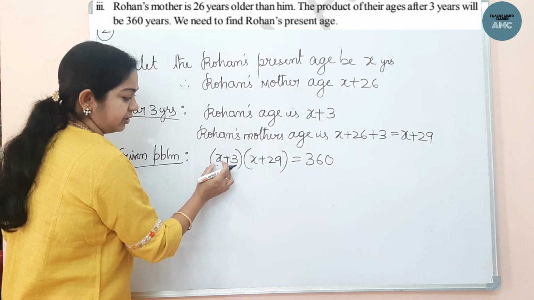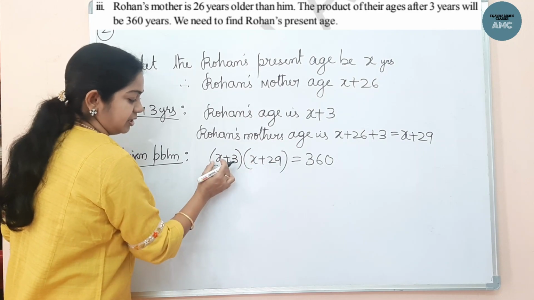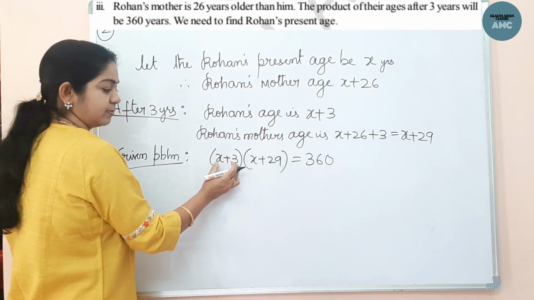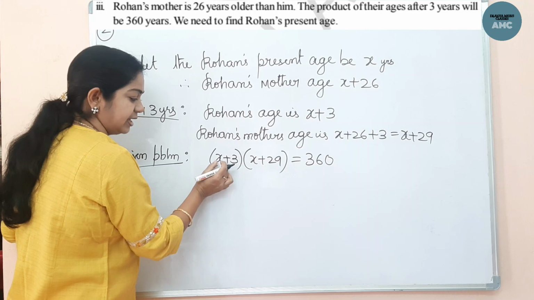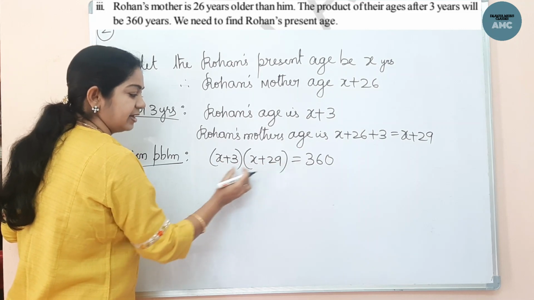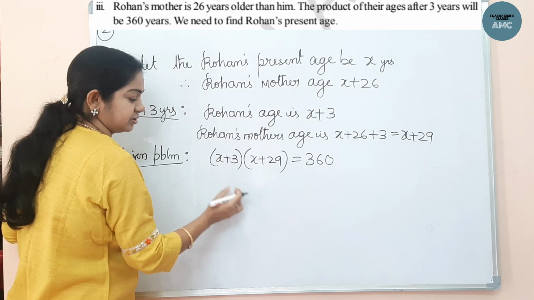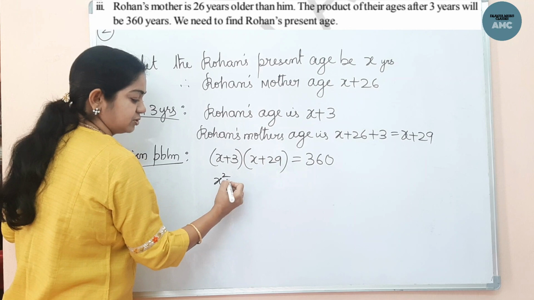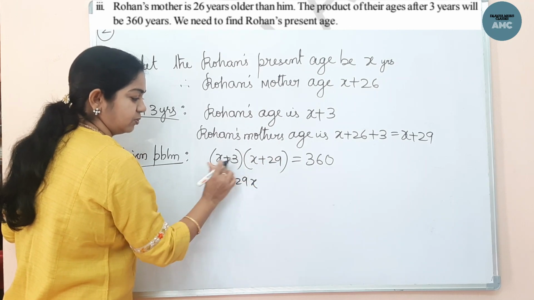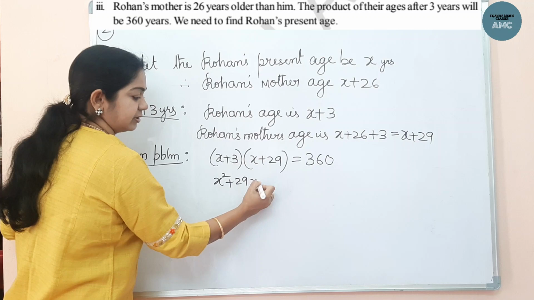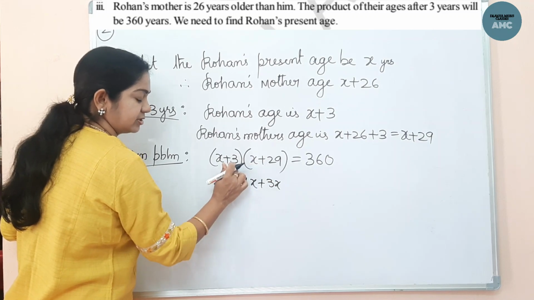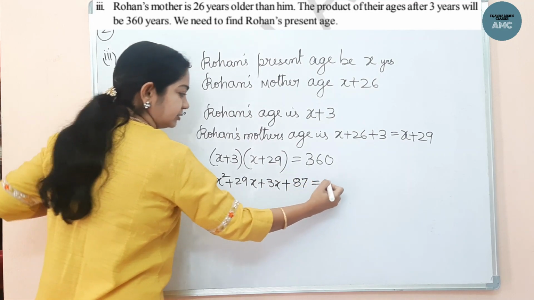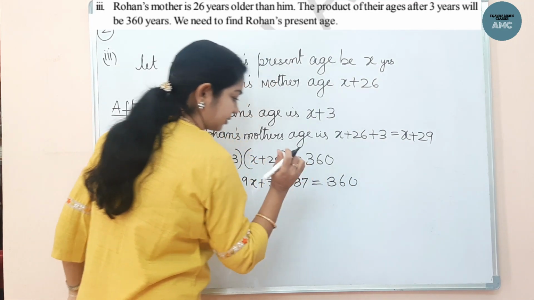We have to simplify, multiplying each term with the terms. You know how to multiply the binomials. These two are binomials, isn't it? Take one term and multiply it with the two terms. Next take the second term and multiply it with the other two terms. First I am taking x into x, x square. x into 29 is 29x. Now over with these two. Now take the second term: 3 into x, 3x, and 3 into 29. This comes to 87. Okay, so equal to 360.